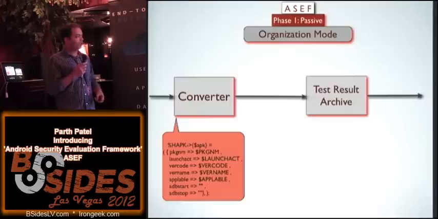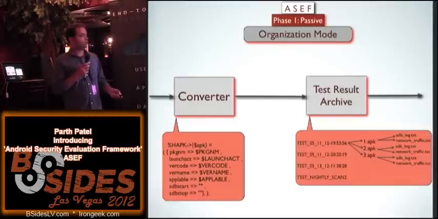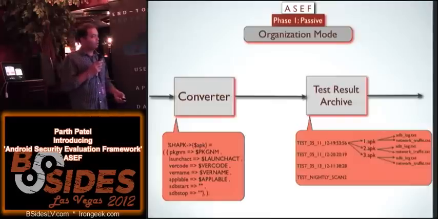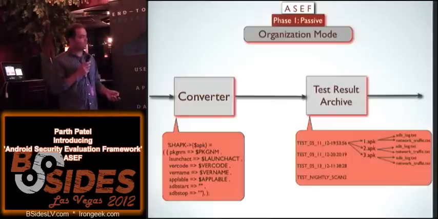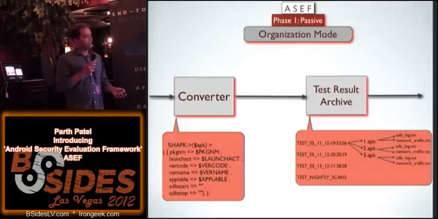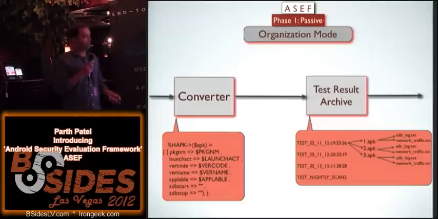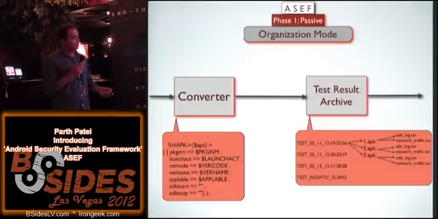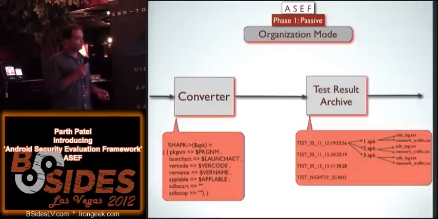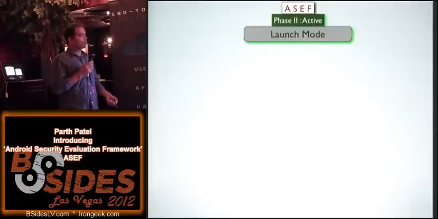And in order to organize our data, which we're going to collect in the test cycle, we're going to create a test result archive. So the framework will create the directories based on the timestamps, and within those directories, different directories will be created based on the name of the application, and within those directories there will be log files in which we'll be capturing all the data.